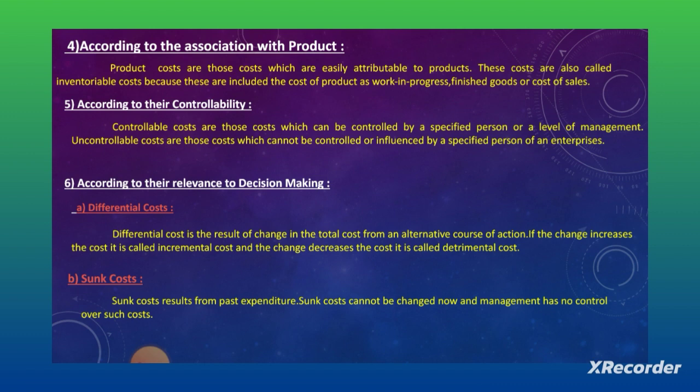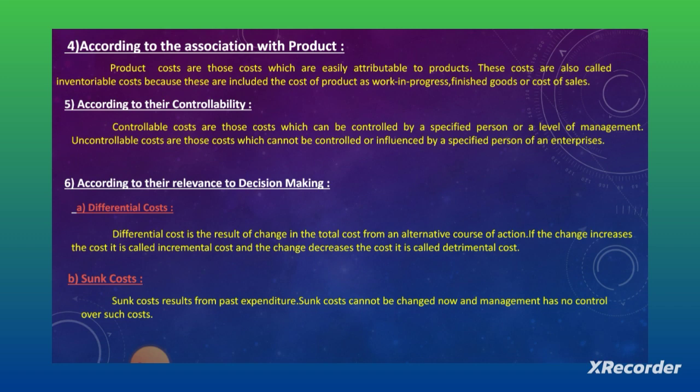Then the fifth one is according to their controllability. Controllable costs are those costs which can be controlled by a specified person or a level of management. For example, cost of raw materials can be controlled by purchasing them in bulk quantities. And uncontrollable costs are those costs which cannot be controlled or influenced by a specified person of an enterprise. For example, costs like factory rent, managerial salaries, etc. These are examples of uncontrollable cost.